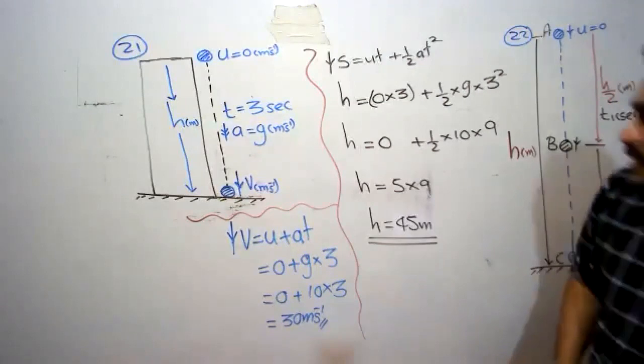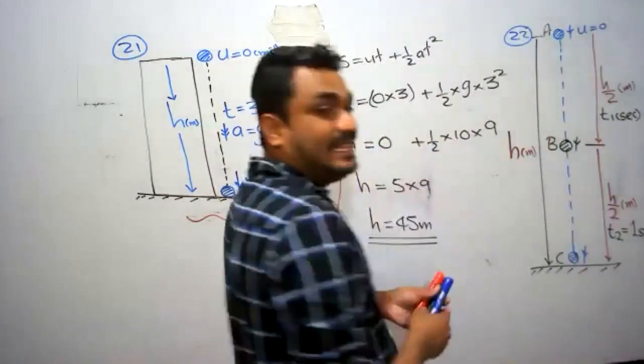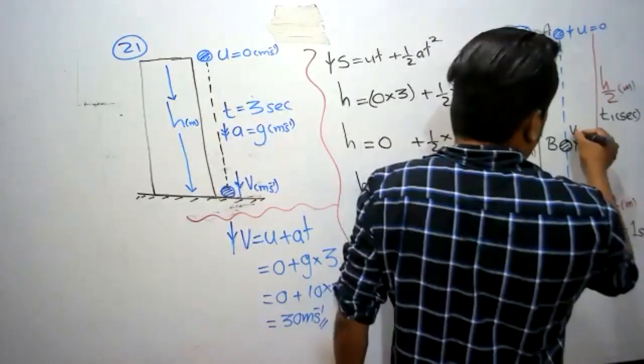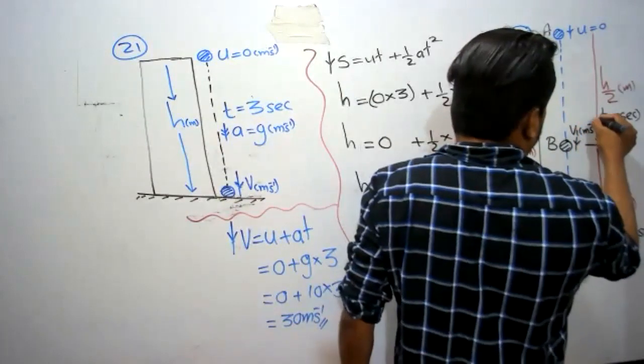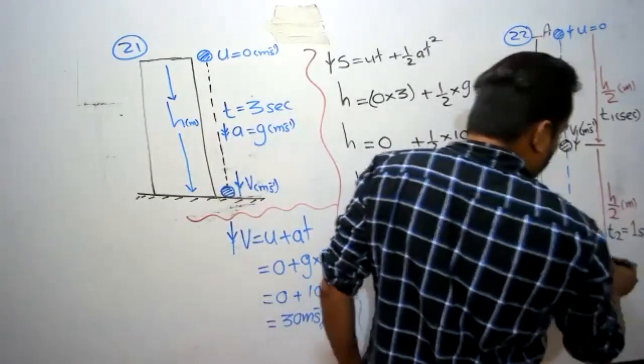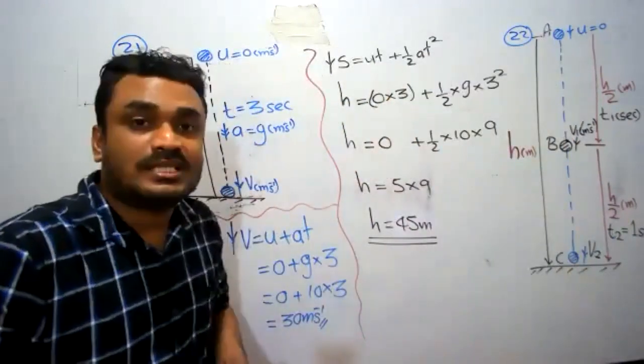Look at the board here. The velocity of the object at the point B, let me mark this velocity as V1. V1 is the velocity of the object when it reaches B. V2 is the velocity of the object when it reaches C.